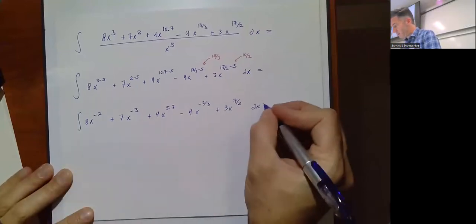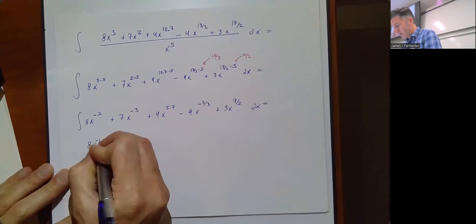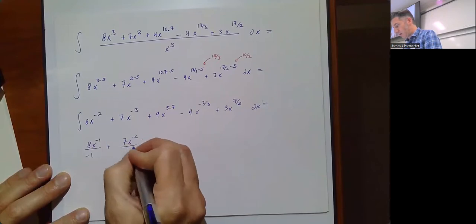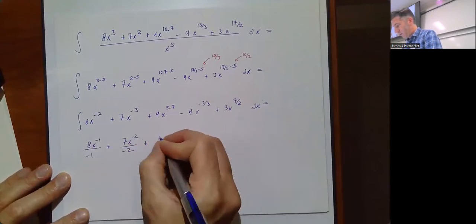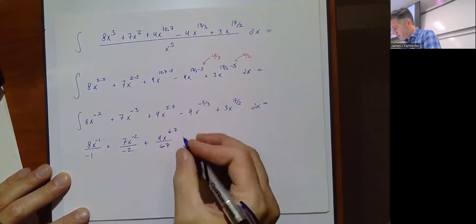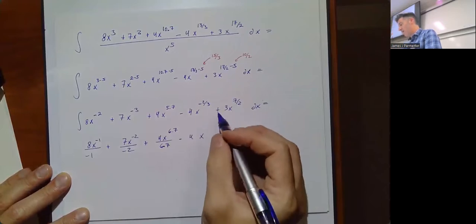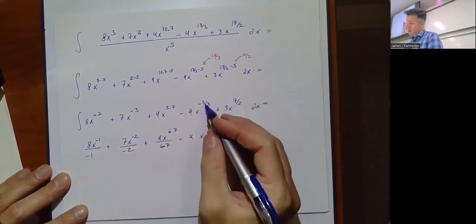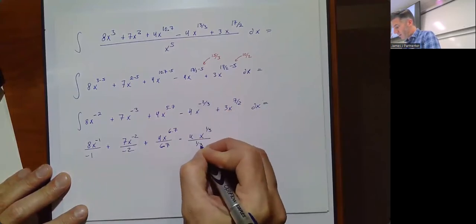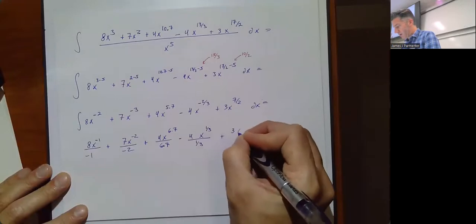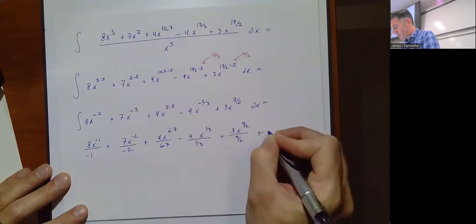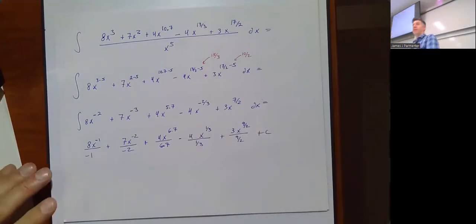So here I'm going to get 8x to the negative first divided by negative 1. Here I'm going to get 7x to the negative 2 divided by negative 2. Here I'm going to get 4x to the 6.7 divided by 6.7. Don't love that. Minus 4 times x to the, adding 1 to the power here is going to be negative 2/3 plus 3/3, which is positive 1/3, divided by 1/3. And here adding 1 to the power is going to be 7 halves plus 2 halves is 9 halves, divided by 9 halves.